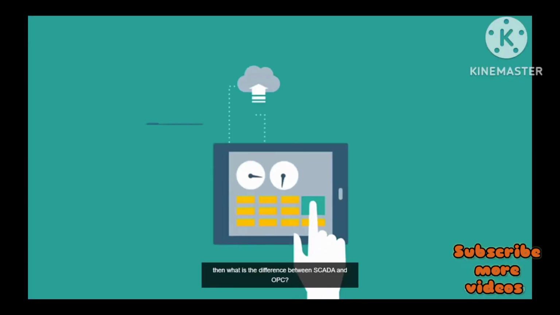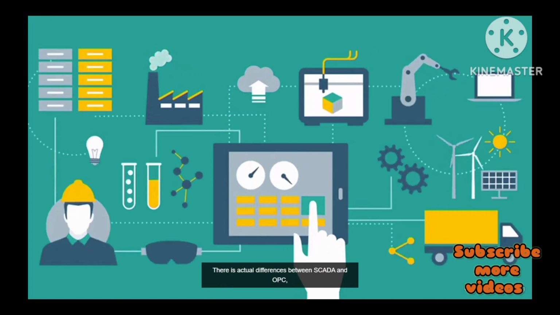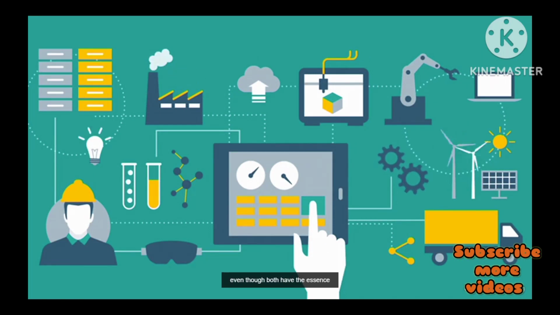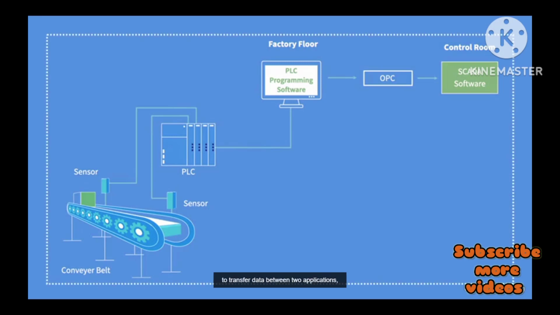You might wonder, then, what is the difference between SCADA and OPC? There are actual differences between SCADA and OPC, even though both have the essence of sharing and facilitating data exchange within industrial automation in a secure way. But OPC is part of a SCADA system to transfer data between two applications, where SCADA is actually the whole system, including the software and hardware.